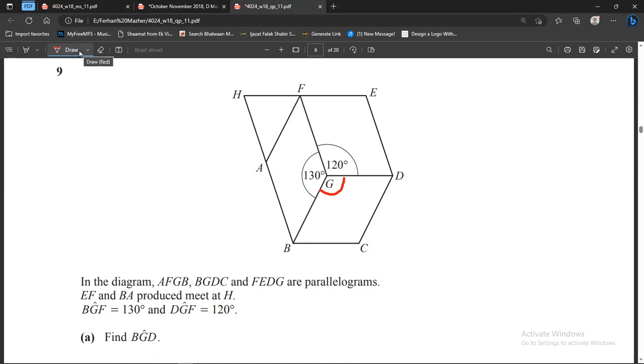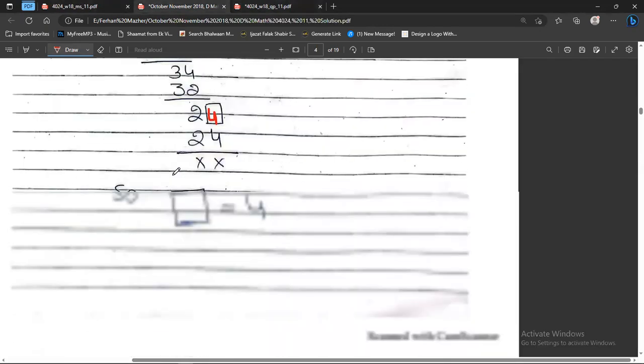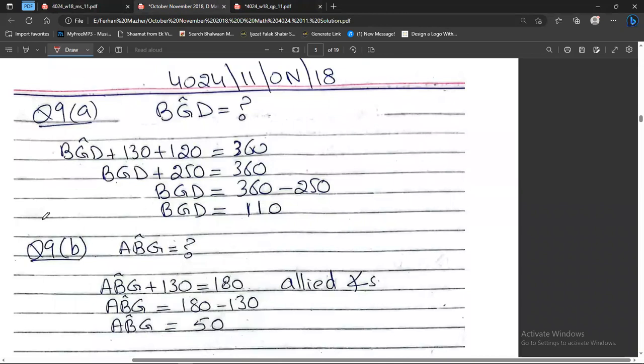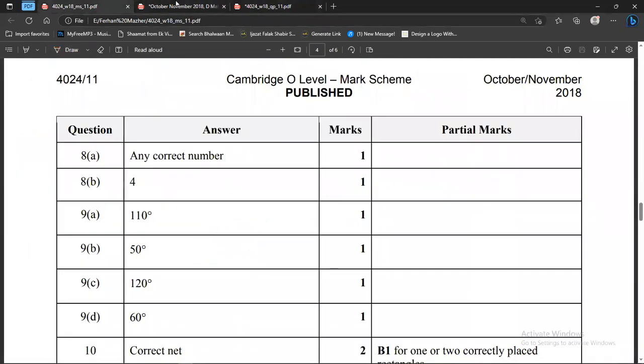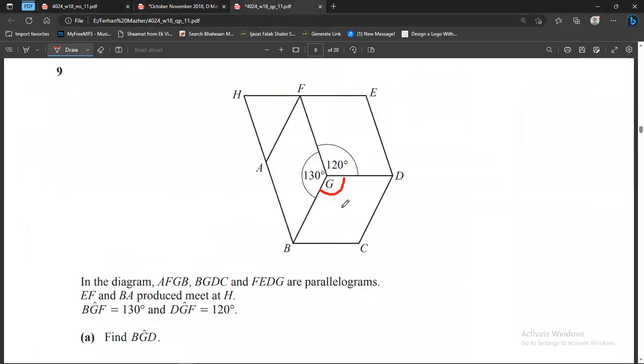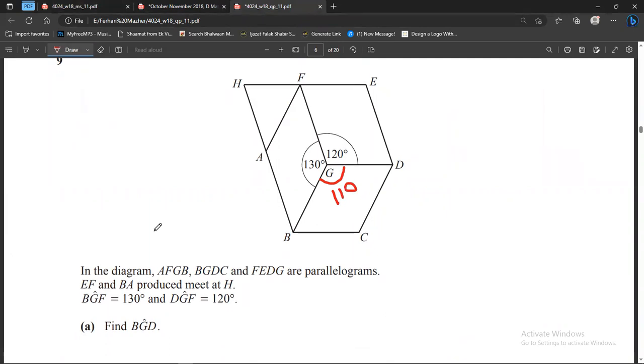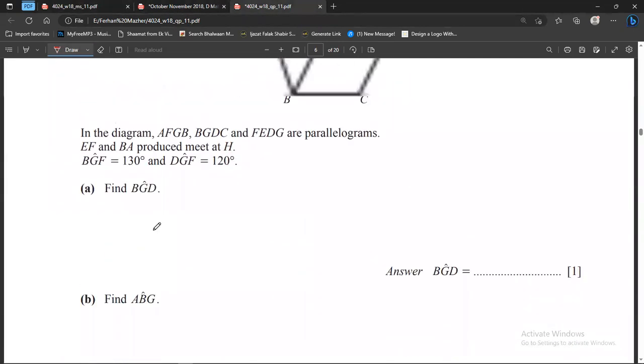So if they want me to find out this angle, simply add up these 3 angles, and their sum will be equal to 360. So 130 plus 120 plus BGD is equal to 360. BGD will be equals to 360 minus 250, and the BGD will be equals to 110. So the BGD is 110. That answer is right. This is the solution. So this angle will be 110.